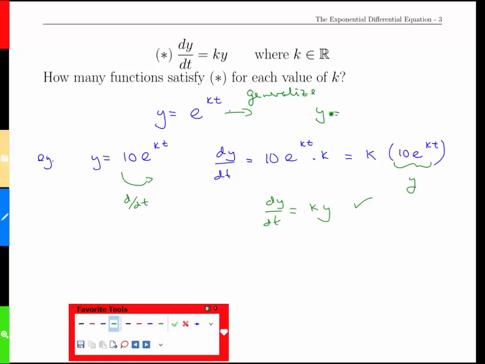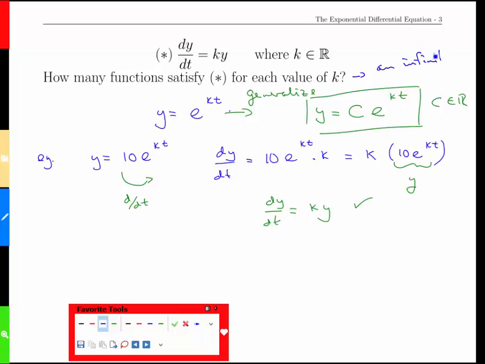And get a solution that is y equals, well, a 10 didn't matter, it could have been 5, it could have been pi, some constant c times e to the kt would also be a solution for any value of c that's a real number. Well, in that case, the question about how many functions satisfy this, there's actually an infinite number.